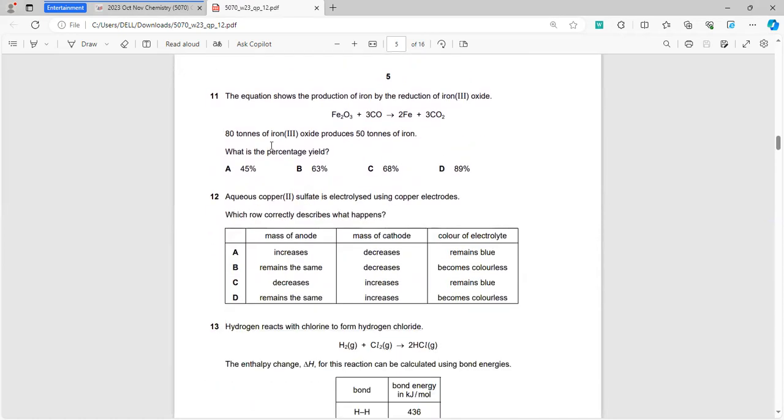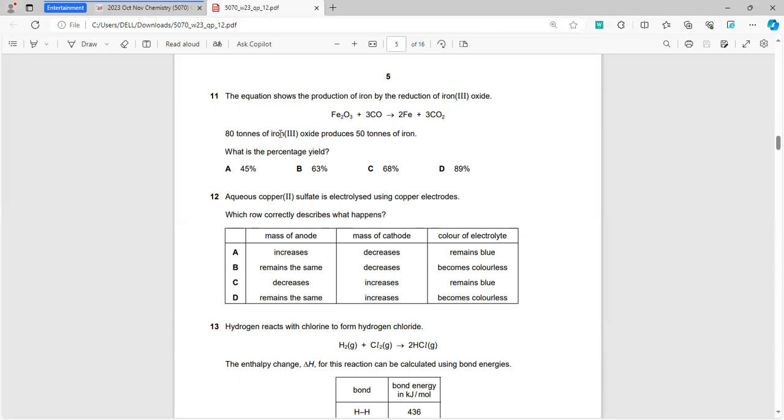Now in question number 11, what is percentage yield? Percentage yield is the amount of product which you actually get, because the product written in the chemical equation represents the product which should ideally be yielded in an ideal situation, not accounting for any losses due to heat or energy. So now we'll be calculating the mole to mole ratio.